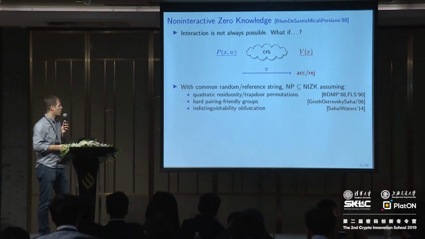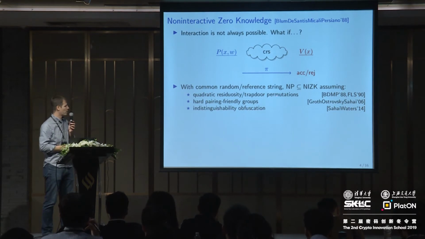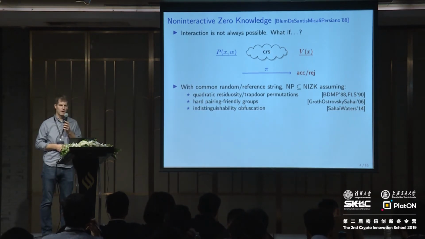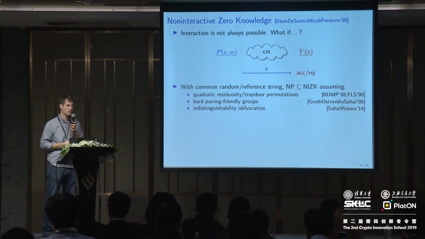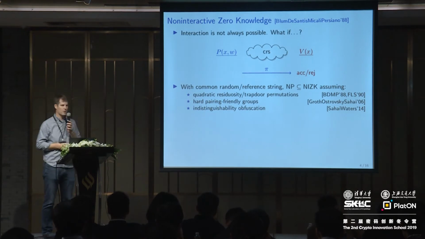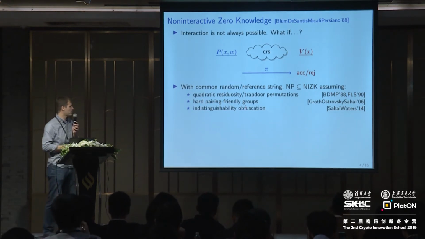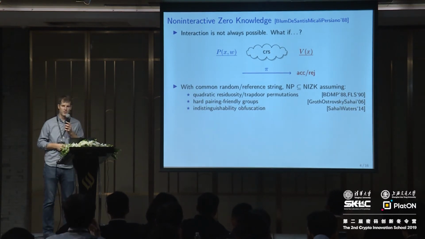So initially it was shown that under the quadratic residuosity assumption, or trapdoor permutations more generally, you can get NIZK for any NP language. And then another completely different method was shown by Groth, Ostrovsky, and Sahai in 2006 using pairings. And then by Sahai and Waters in 2014 using the new technology of obfuscation.